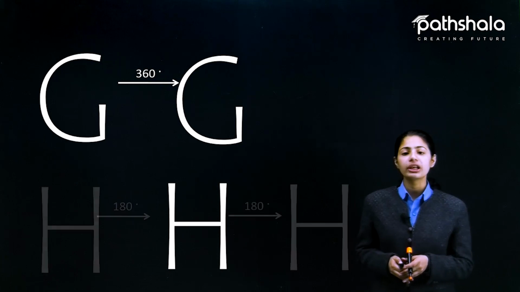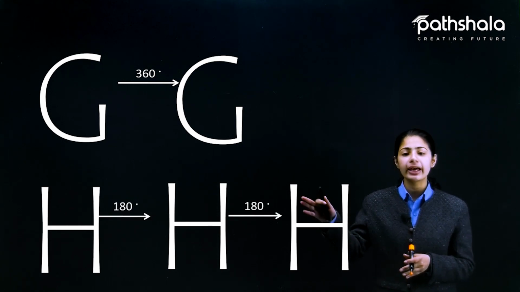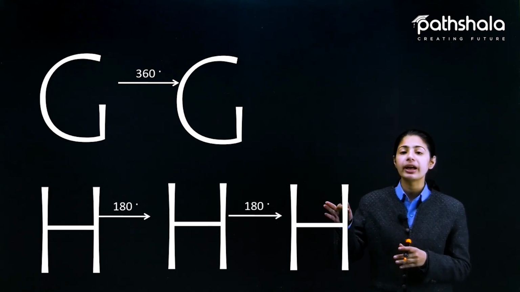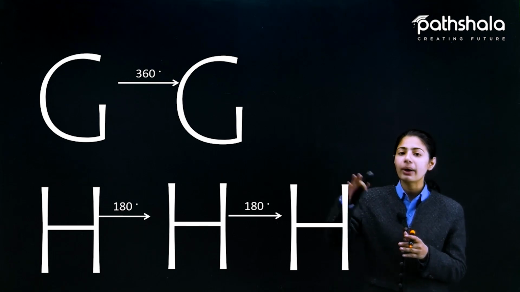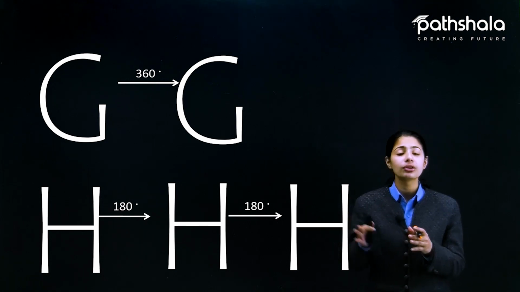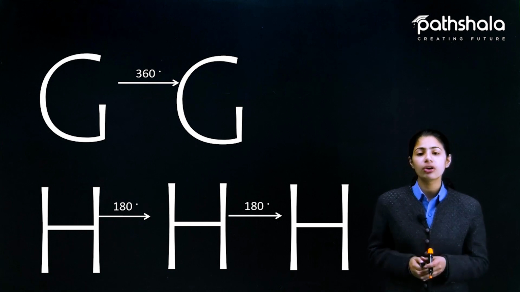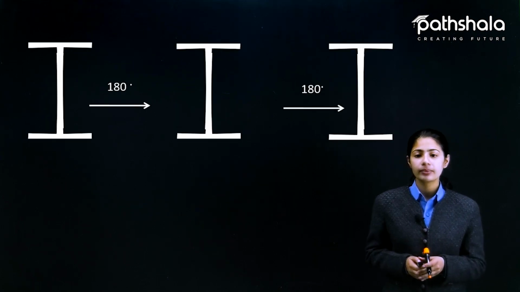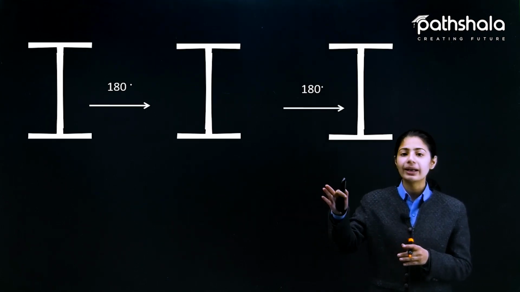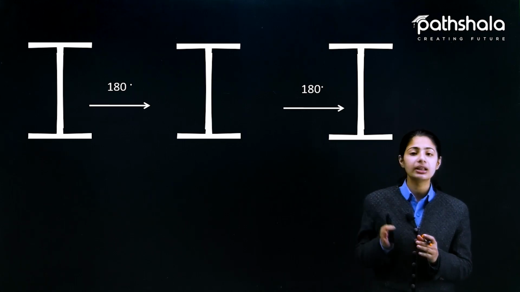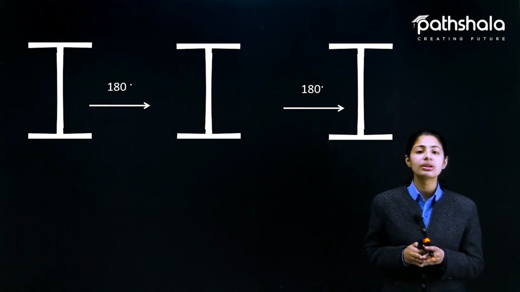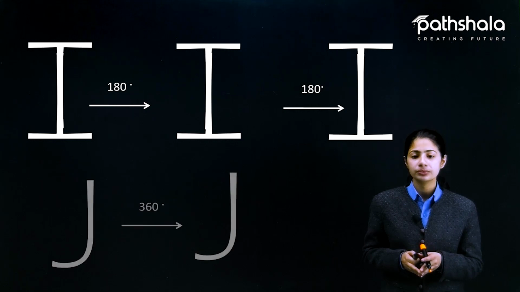Then G and H. For G, the order of rotational symmetry is 1, and for H, first we'll rotate it through an angle of 180 degrees. Again 180 degrees, so we have order of rotational symmetry 2 for H. Next is I. Again we are rotating this 180 degrees and again 180 degrees. So the order of rotational symmetry for I is 2.